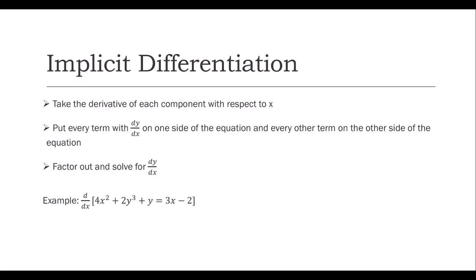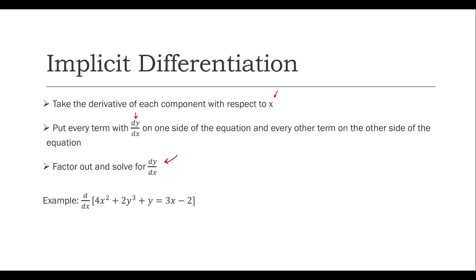For this, you take the derivative of each component with respect to x or some other variable. Then if you're trying to solve for y, you'll put every term with dy dx on one side of the equation and every other term on the other side of the equation. And you can factor out and solve for dy dx. So this is if you want to solve for dy dx.